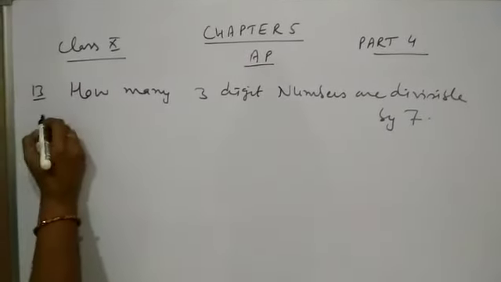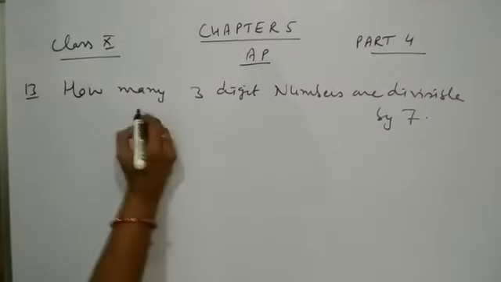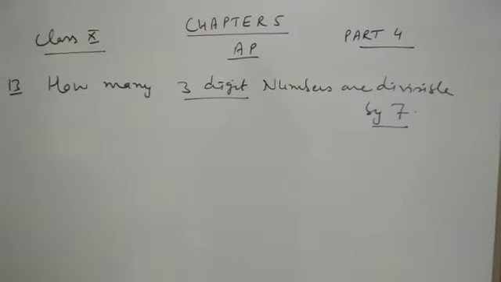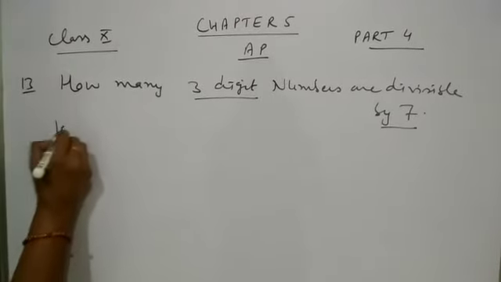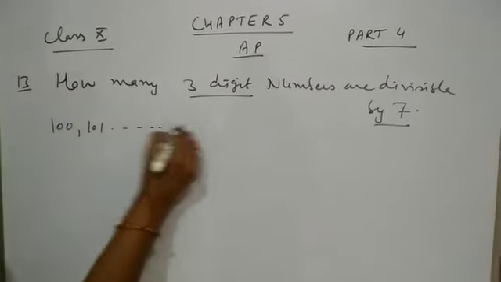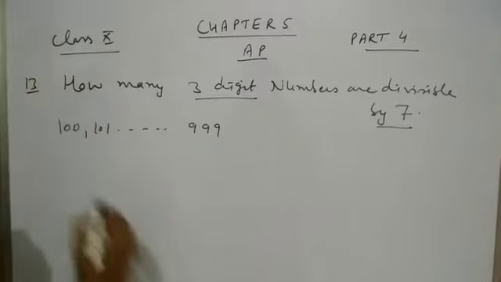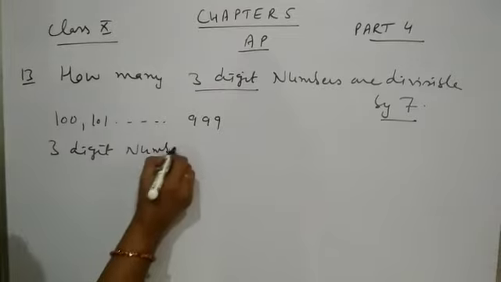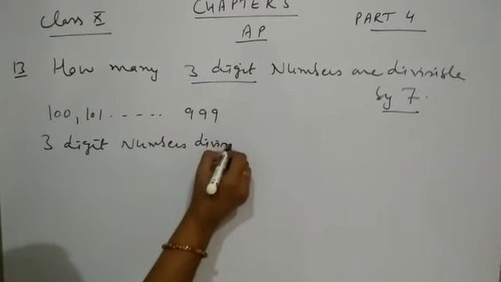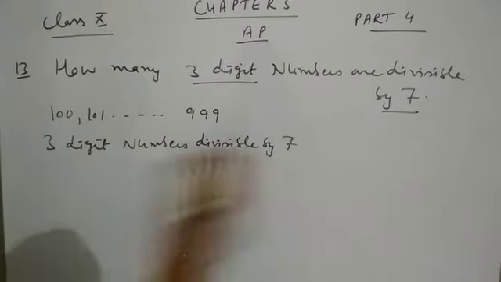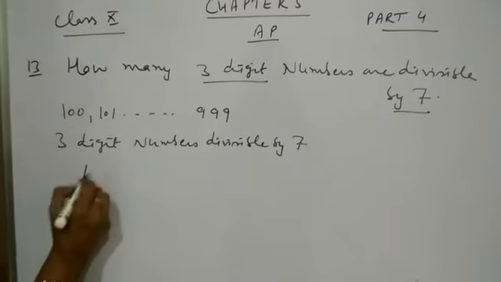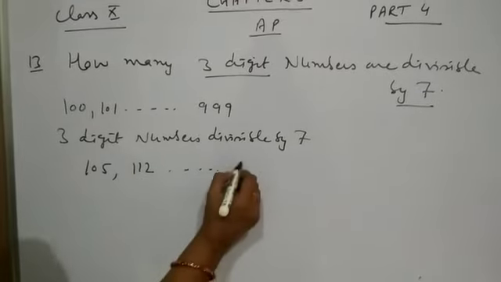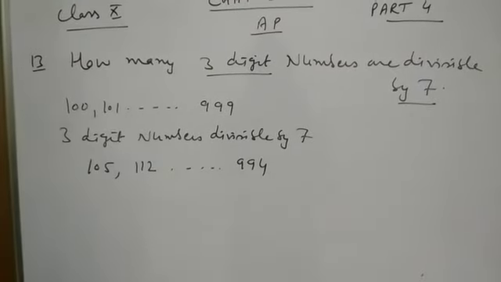So next, question number 13. It's again an important type. How many 3-digit numbers are divisible by 7? So 3-digit numbers starting from 100, 101 up to 999. We will take 3-digit numbers but divisible by 7. After 100, 105 is the first number divisible by 7. Then 112, and the last number is 994.